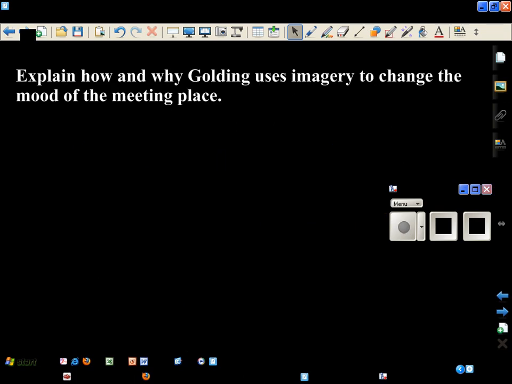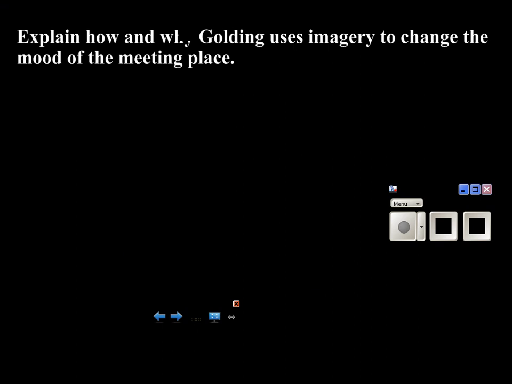The next prompt we will focus on, I believe, is A. Explain how and why Goulding uses imagery to change the mood of the meeting place. So change implies contrast. Who had A? Who else? I believe there were two groups working with A. Victoria? Okay. Victoria, this is change. It's contrast. Contrast between which two chapters? 1 and 5. Excellent.